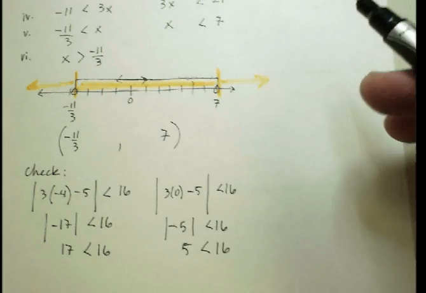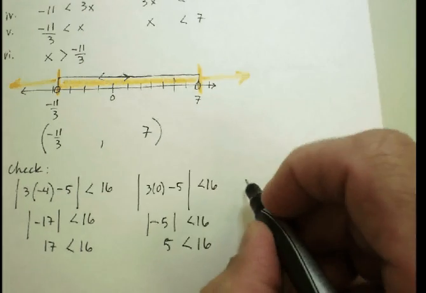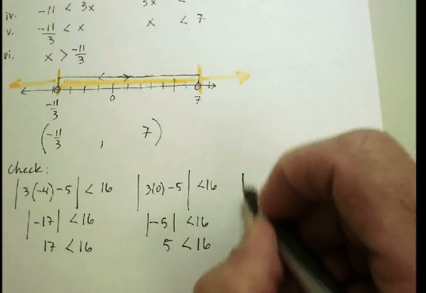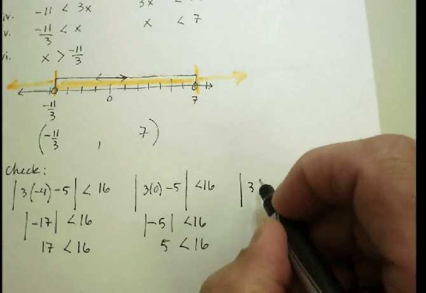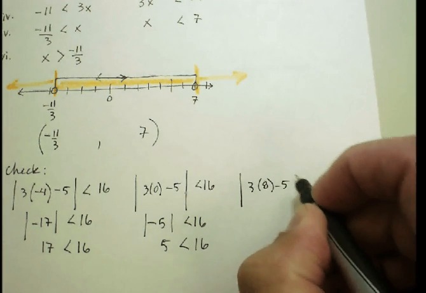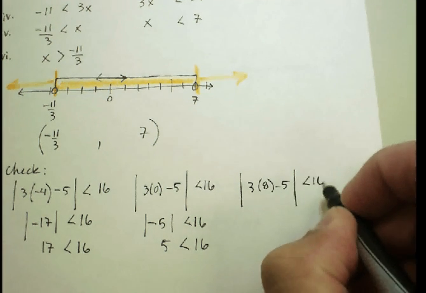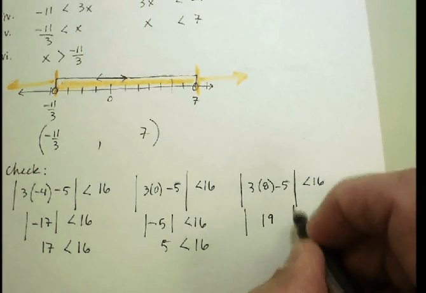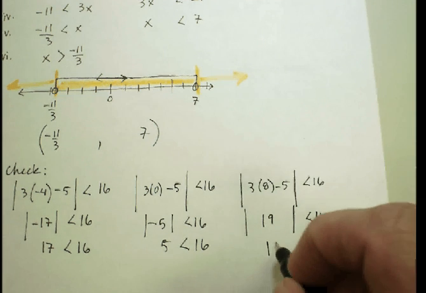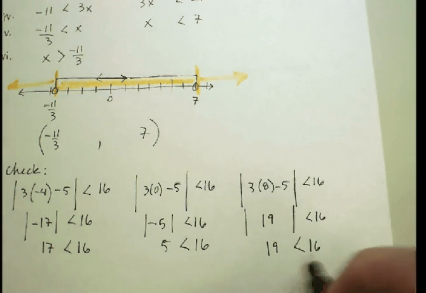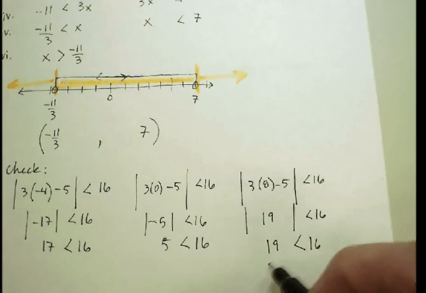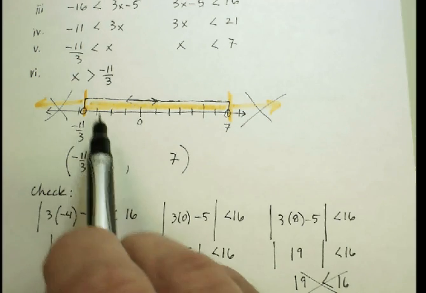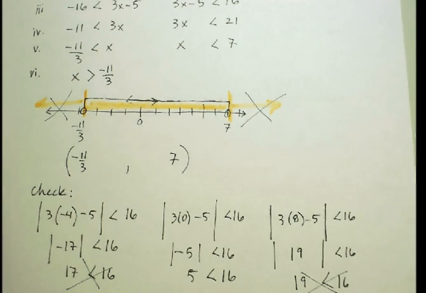And again, if you want to go ahead and do the next one up, let's try something outside in this direction because it shouldn't work, right? Let's see what happens. Let's try 8. 3 times 8 minus 5, absolute value, is less than 16. I get 24 minus 5, which is 19. The absolute value of 19 is 19, and 19 is not less than 16. So this one and this one do not work. These 2 areas do not work. This is my area that does.